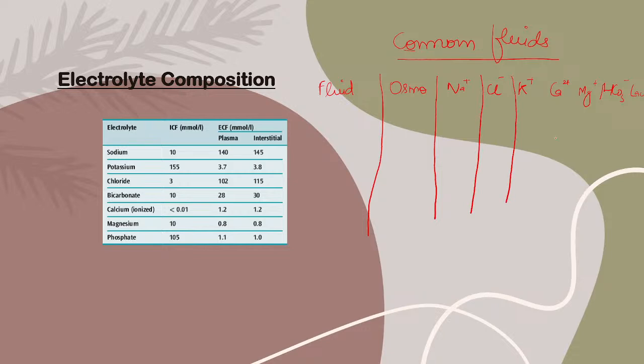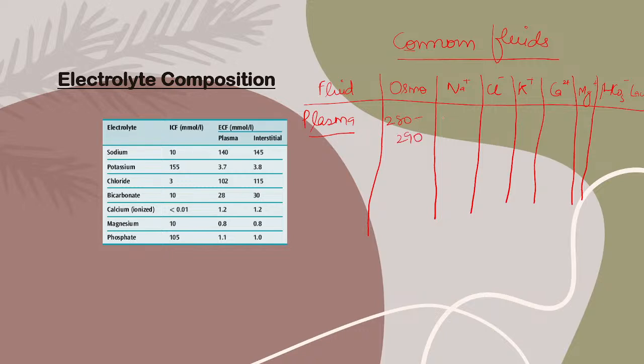So first of all, we'll discuss about plasma. The osmolality of plasma is around 280 to 290.